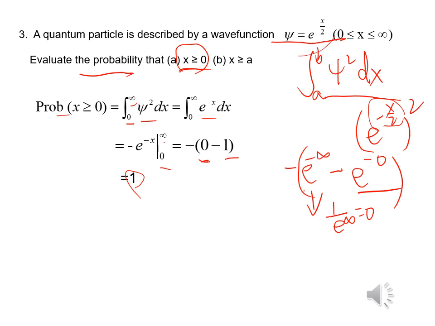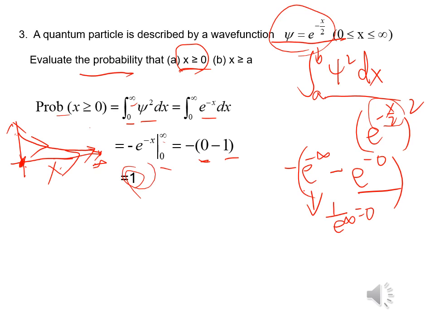If we plot this wave function, you will see something like this. It goes from 1 to 0. So x goes from 0 to infinity, and the wave function decreases toward 0. The whole range is from 0 to infinity. So we are calculating the whole range, and the probability is 1, and that makes sense.